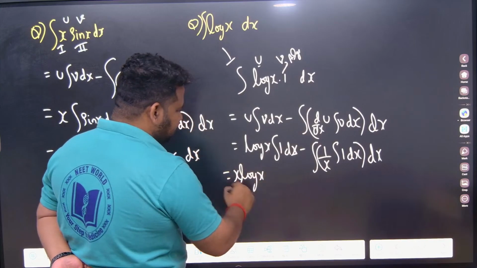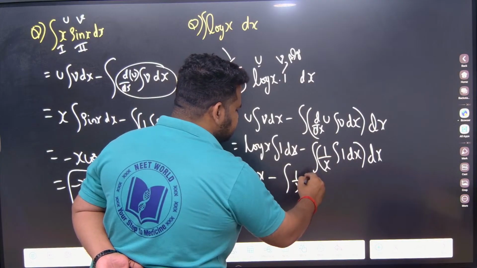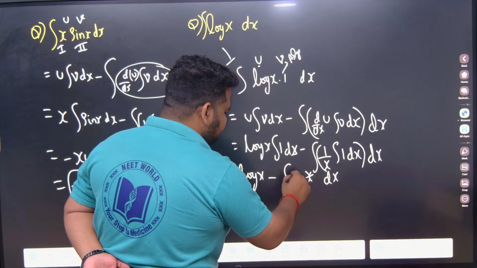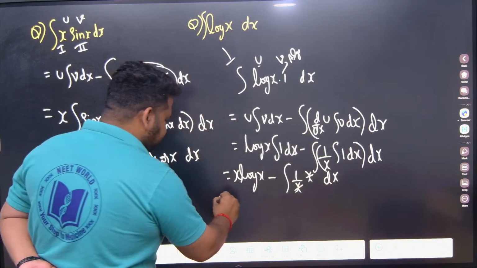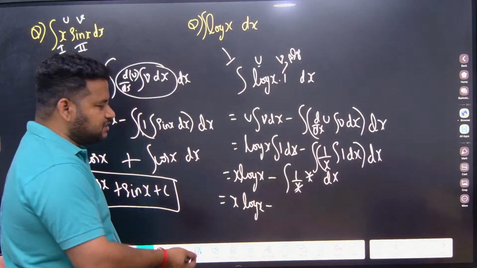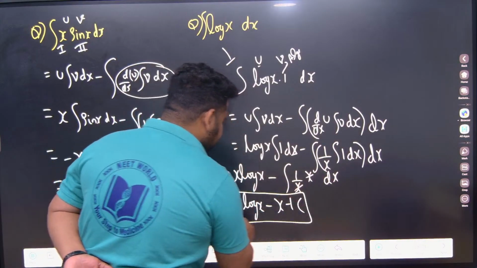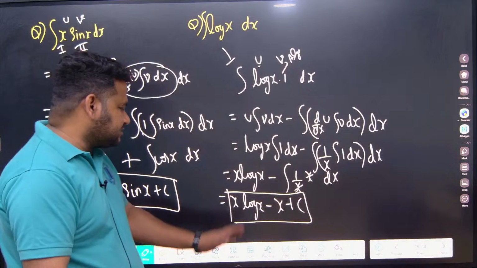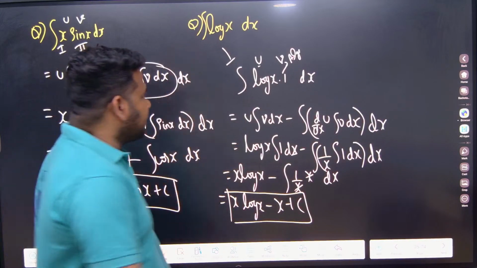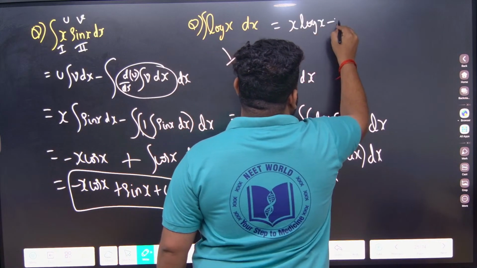x log x minus integral of 1 by x, integral of 1 dx means it is x, into dx. So x cancels, I will be left with integral of 1 dx. So here I have x log x minus integral of 1 dx, which is x, minus x plus c. So integral of log x is x log x minus x plus c, or you can take x common, it will become x into log x minus 1 plus c, or you can directly write integral of log x dx is x log x minus x plus c.